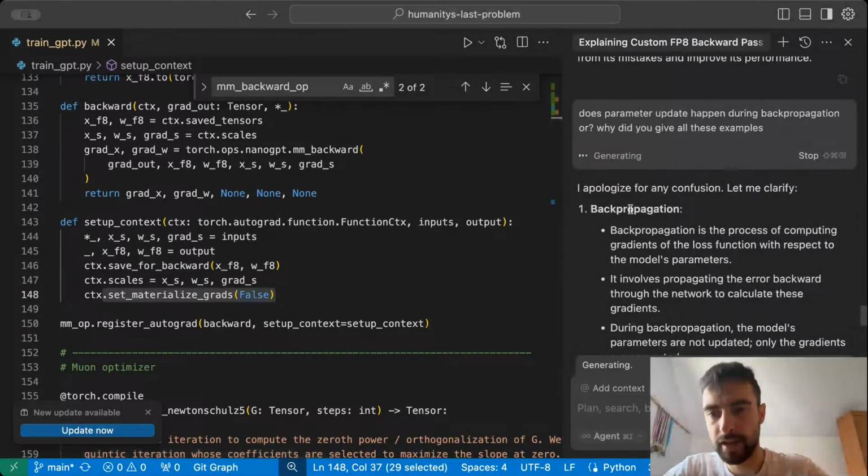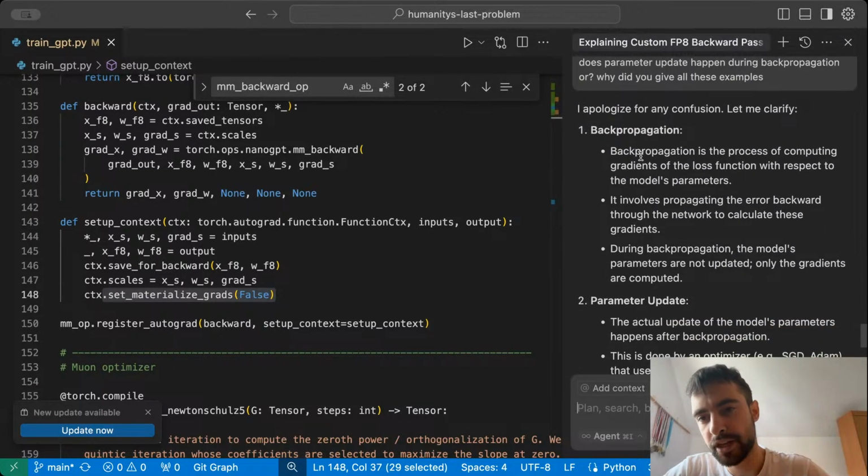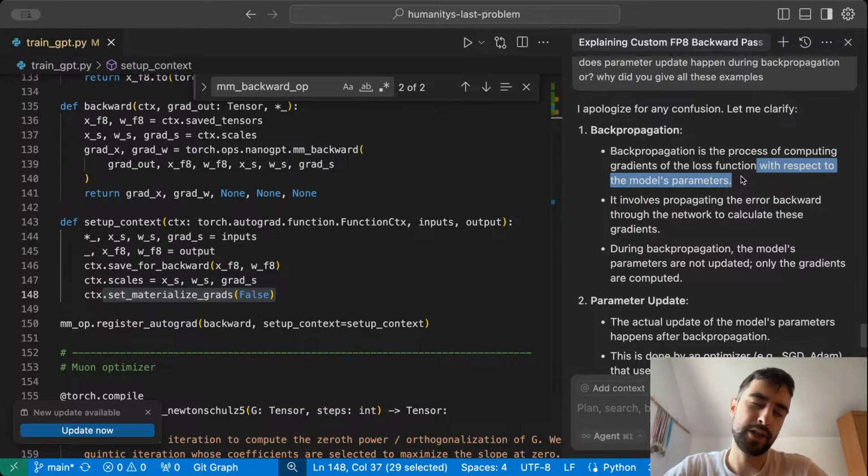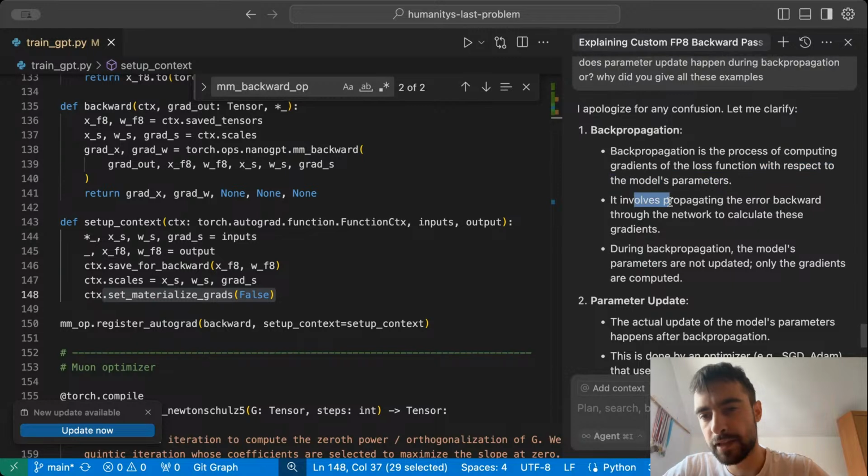Okay, let's see. Backpropagation is the process of computing gradients of the loss function with respect to model parameters. Okay, we want to minimize loss, so we compute gradients. It involves propagating the error backward through the network to calculate these gradients. During backpropagation, the model's parameters are not updated. Only gradients are computed.